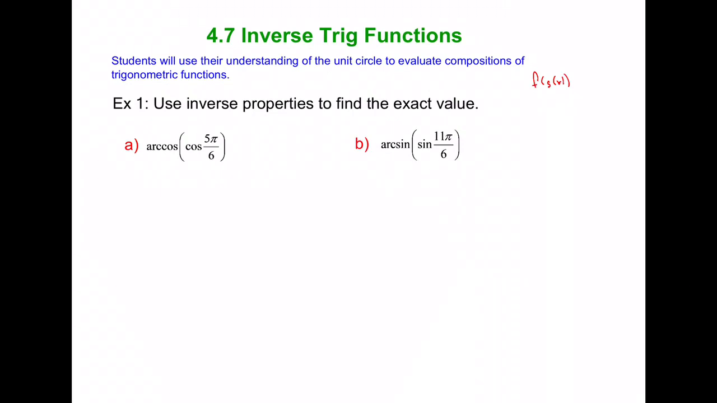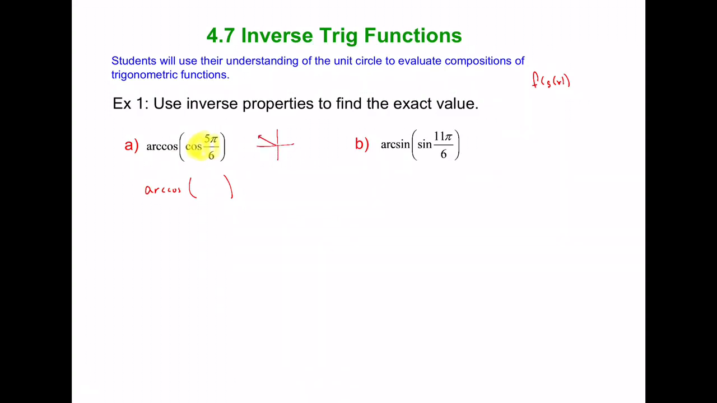And so one way that we can handle this is we can work inside and figure out what cosine of 5 pi over 6 is. So we'll evaluate this function right here. What is cosine of 5 pi over 6? So we're going to stick with arc cosine, and then cosine of 5 pi over 6, we're looking for the ratio for that angle measure.